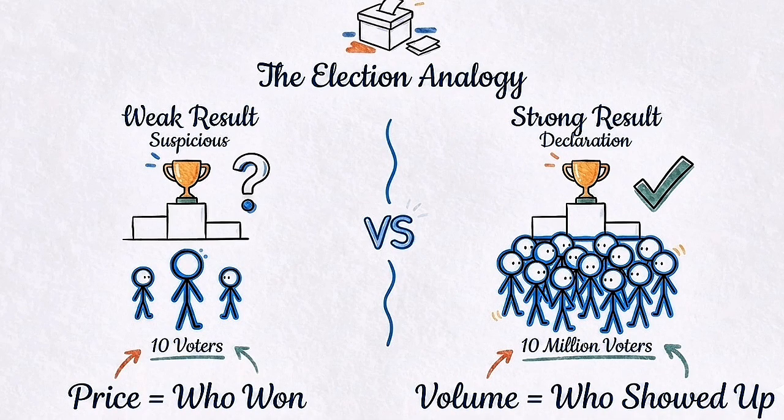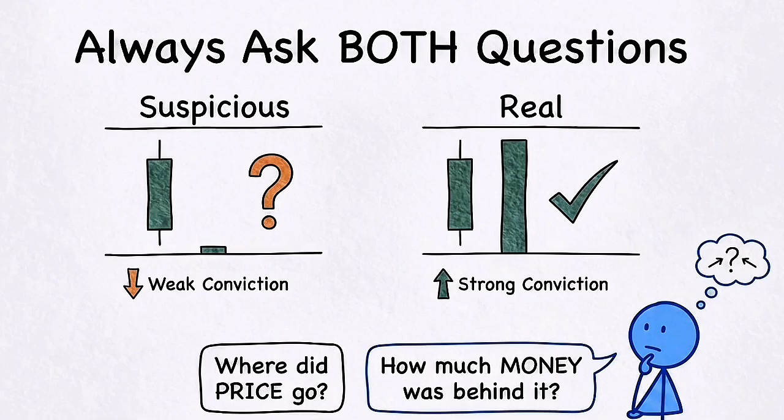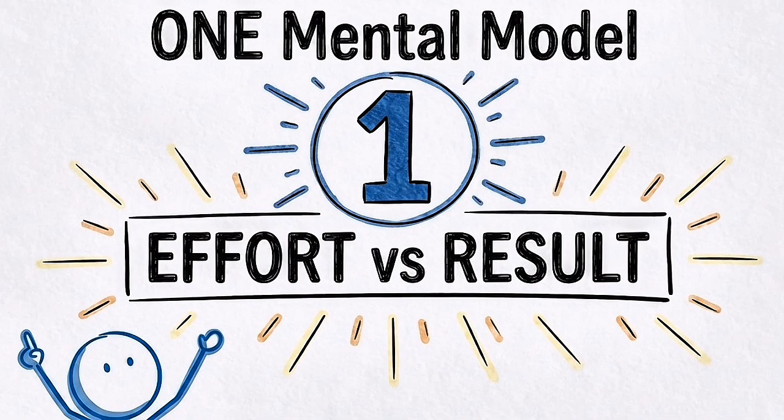Think of it like an election. Price is the result, who won. But volume is the number of voters who showed up. If only 10 people voted, does the result really mean anything? But if 10 million people voted, that's a declaration. Same with the market. A big green candle on low volume? Suspicious. A big green candle on high volume? That's conviction. That's real. From now on, every time you look at a chart, don't just ask, where did price go? Also ask, how much money stood behind that move?